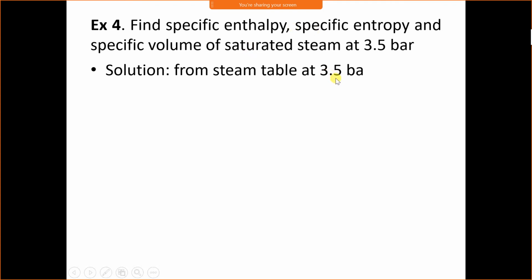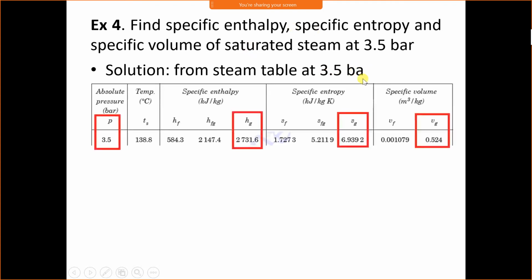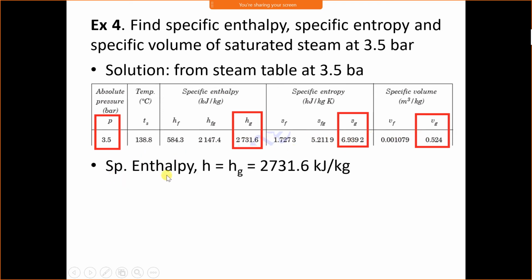From the steam table at 3.5 bar, okay, it should be bar. For saturated steam, properties at 3.5 bar, I have taken a snapshot of the steam table at 3.5 bar. At 3.5 bar, corresponding values of enthalpy, entropy and volume are given. For saturated steam, we have to take hg, sg and vg. Specific enthalpy h is equal to hg, 2731.6 kilojoule per kg.